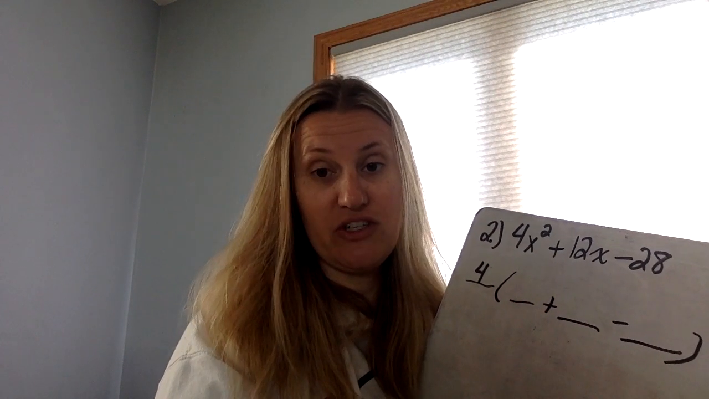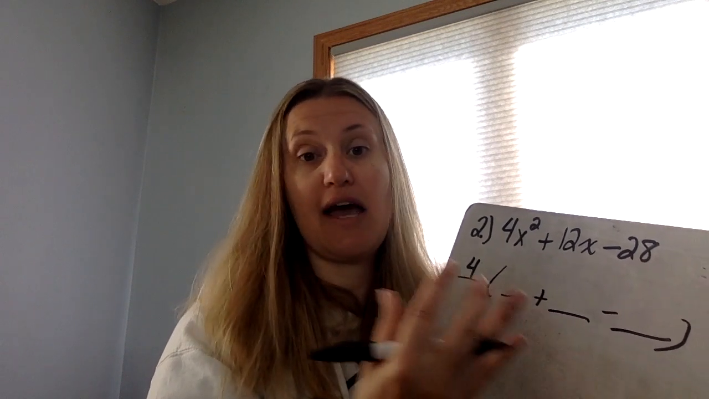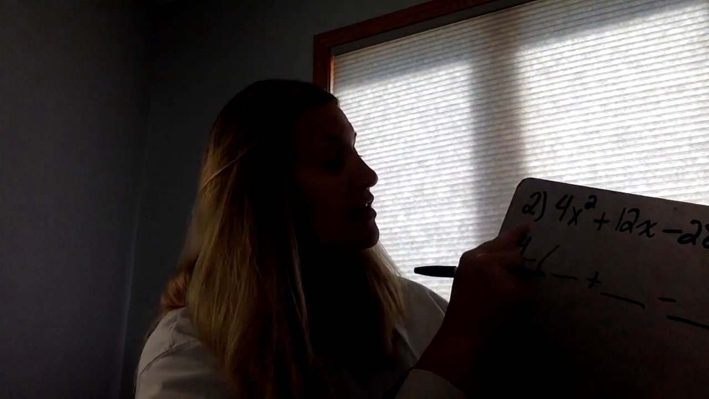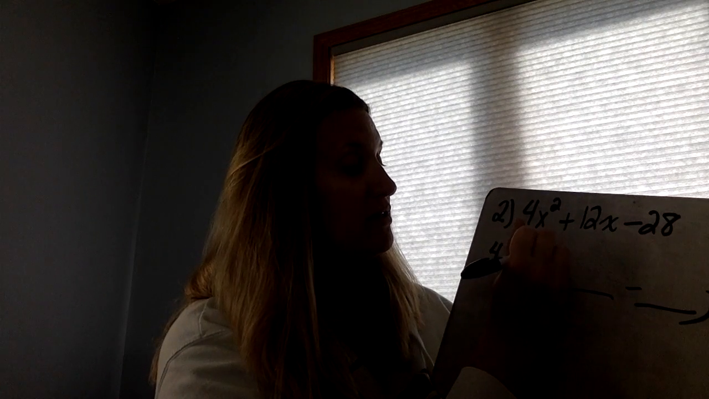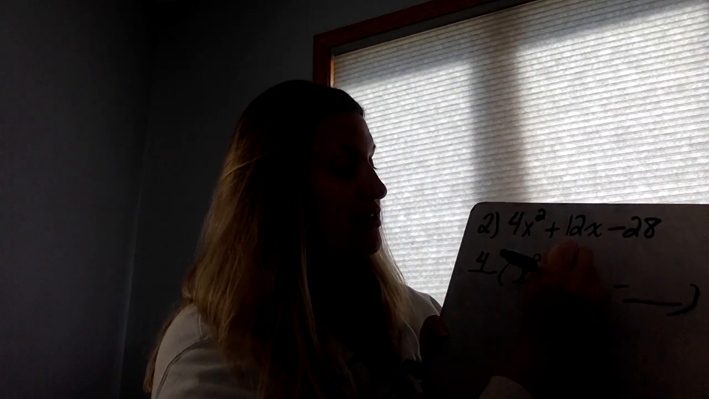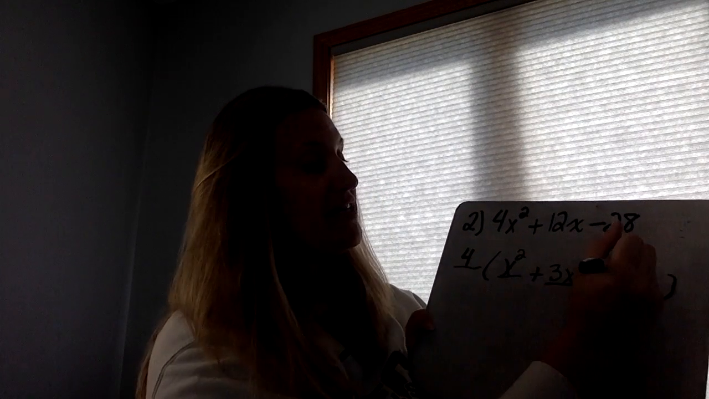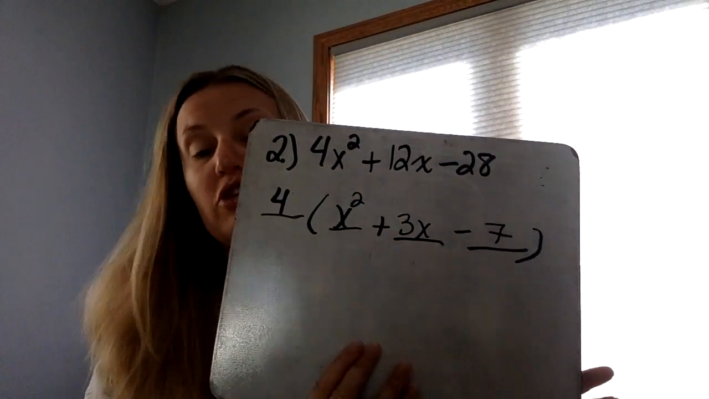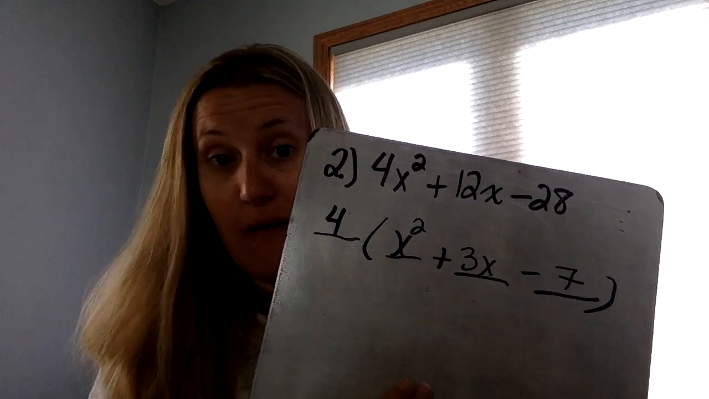So now it's just division. Okay, and I'm not going to write it out this time. You certainly can on every problem. 4x squared divided by 4 is just x squared. 12x divided by 4 is 3x, and 28 divided by 4 is 7. So that would be my final answer for that one, and we'd be done.